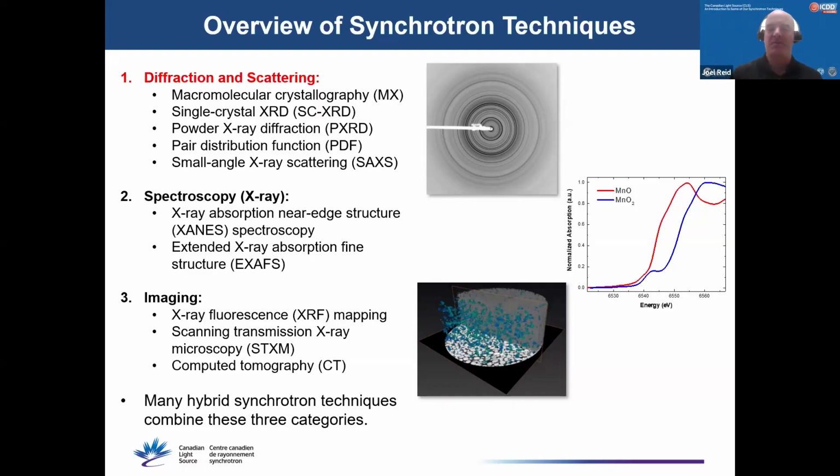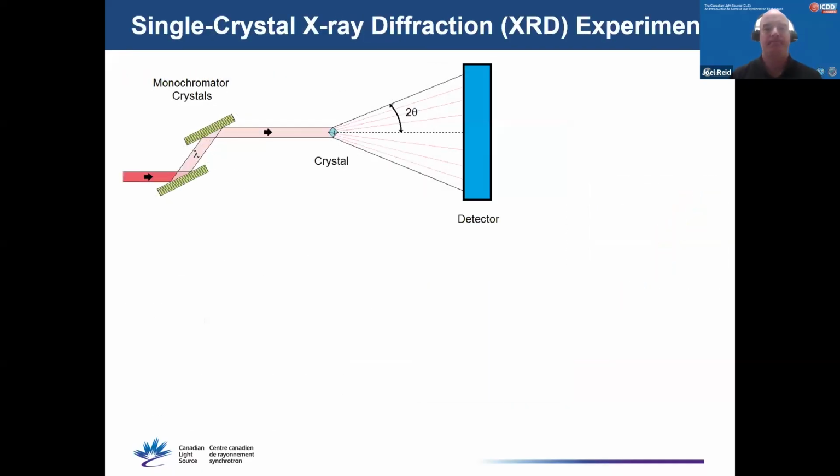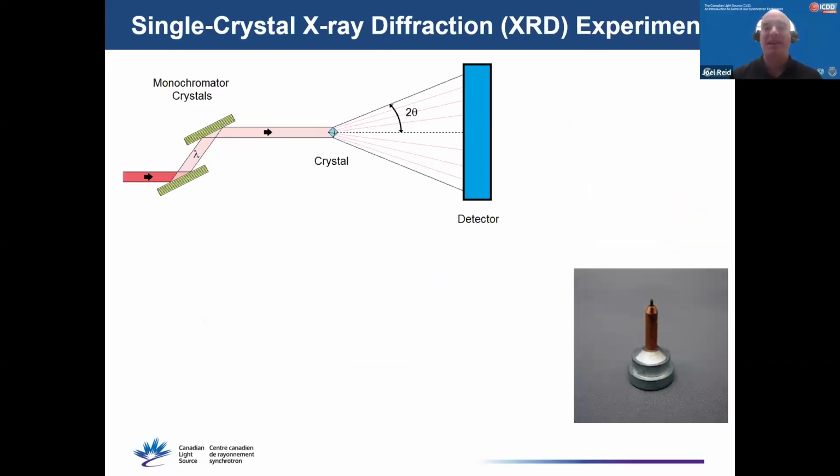And we'll start with some diffraction and scattering experiments. Here's what a single crystal diffraction experiment looks like. The crystal is mounted on a metal base like this, that's roughly an inch in height.